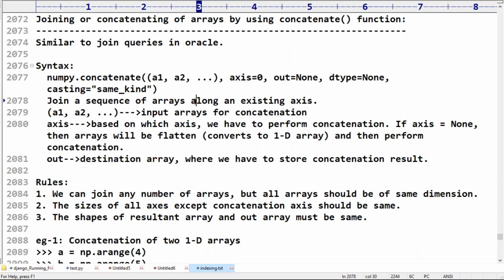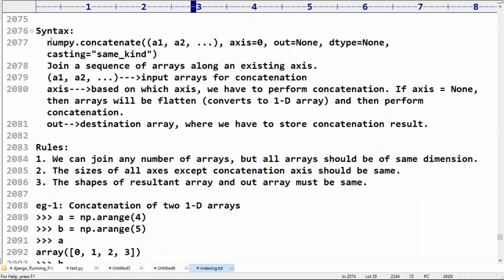In the last video, we covered very clearly concatenation, how to join multiple ND arrays into a single one by using concatenate. Sir, it is similar to join queries in Oracle. The people who know database concepts know that join queries are there. Now here, have you observed, right?